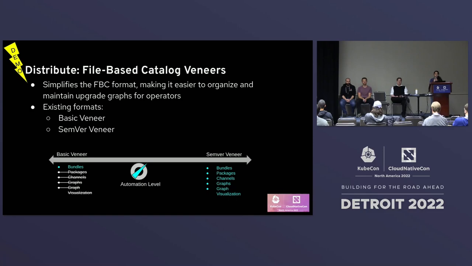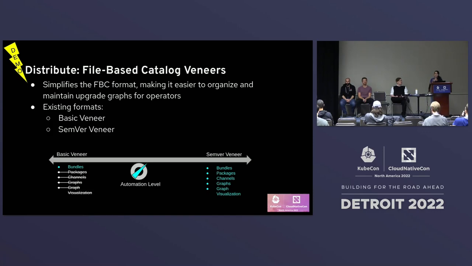So we have two kinds of veneers. One is the basic veneer format, and the other is a semi veneer format. The basic veneer format is pretty straightforward. It helps in bundle identification. It basically lists out the bundle images, which can then be extended into a full file-based catalog. And the semi veneer is a little bit more opinionated and a little bit more complex. So as the dial suggests here, it has an increased automation level.